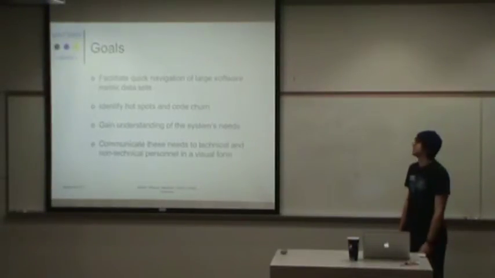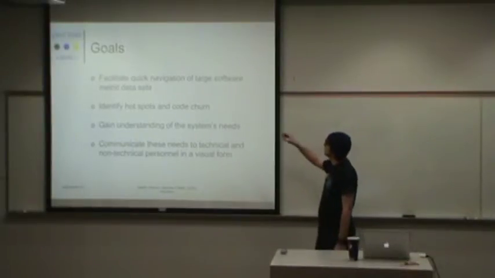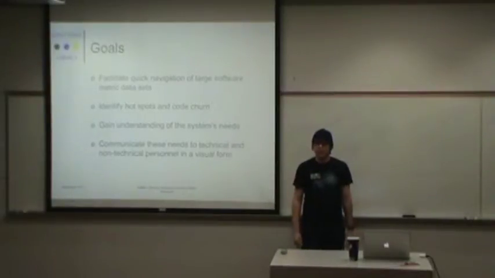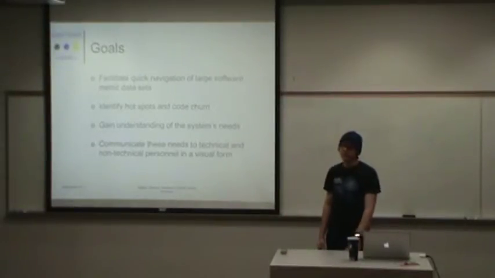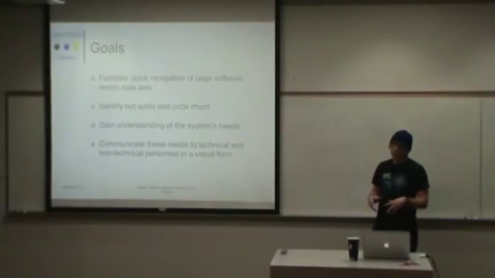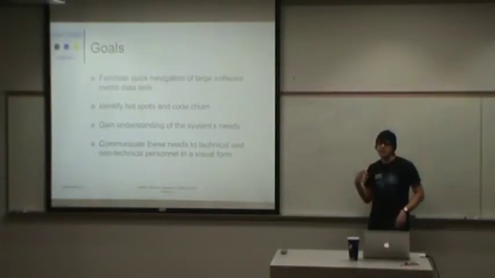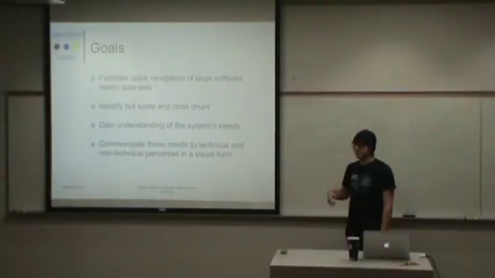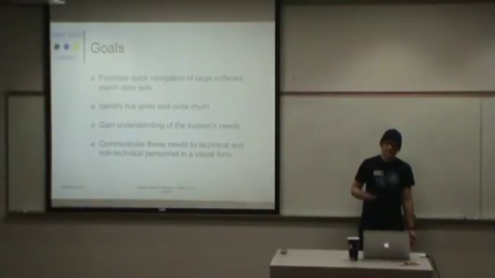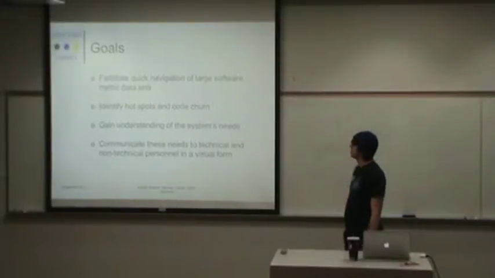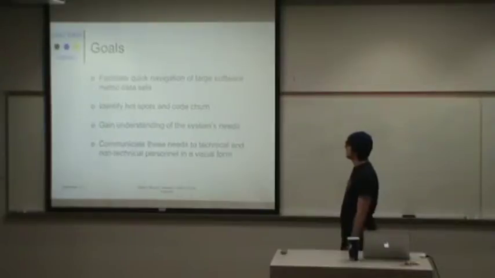The goal of MosaiCode is that we wanted to facilitate quick navigation of large software metric data sets. We're working with an organization called ABB Incorporated. They do controllers for power grids and manufacturing machinery, so they have all these embedded systems. It's a huge software base that they have to keep track of, and they run these metrics every night, which is around 60 to 80 meg text files, thousands and thousands of entries.